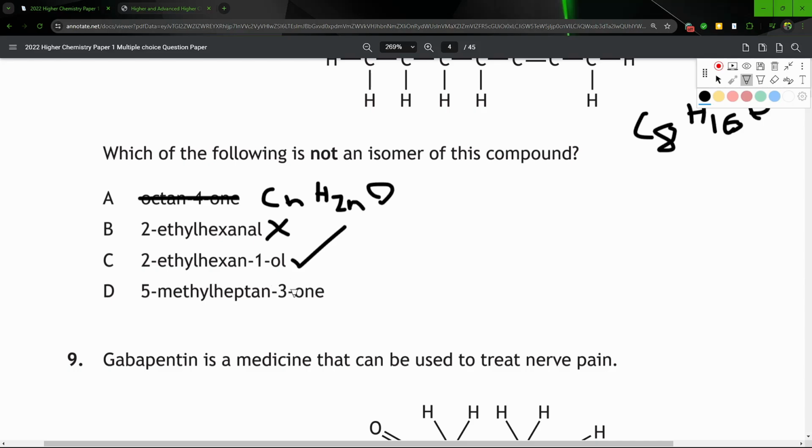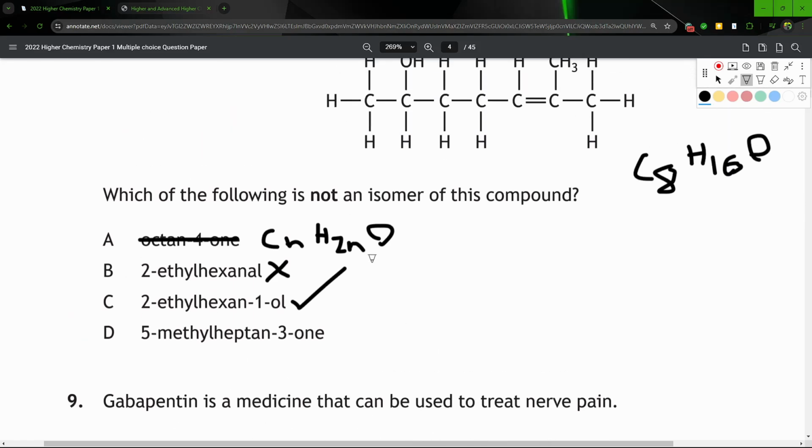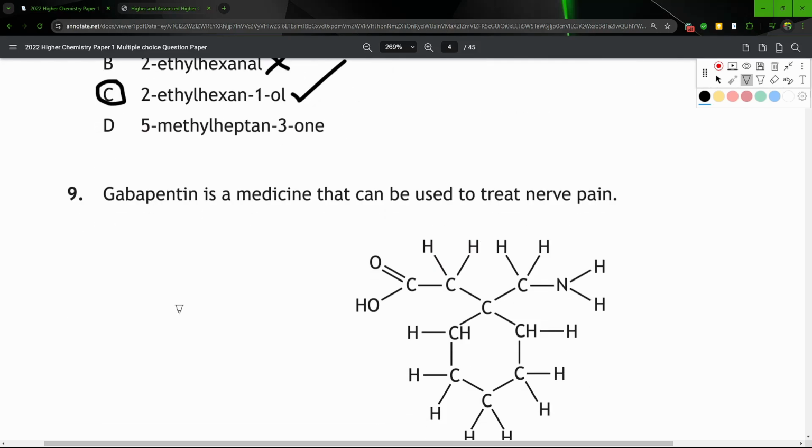So methyl heptyl, methyl is 1, heptyl is 7, so 1 plus 7, that's 8, and it's also a ketone, which means you would have 2 less hydrogens because you've got a double bond somewhere, which means that it's got to be C.